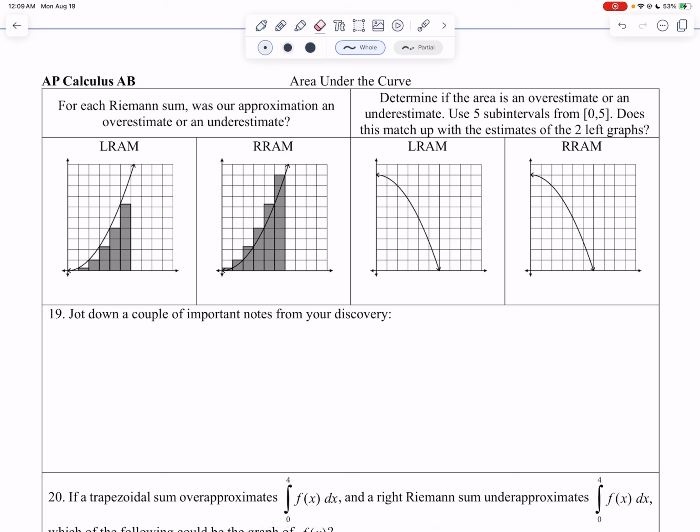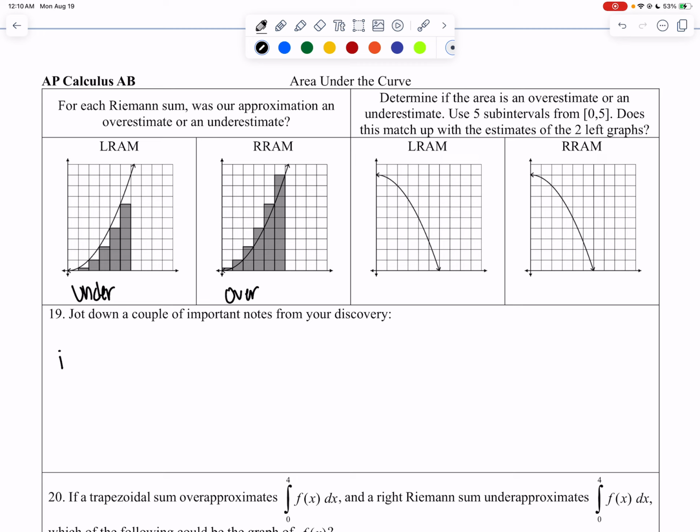Alrighty. In this video, we are going to look at more on overestimating and underestimating. So looking at number 19 here, we want to jot down a couple of notes that we will know in terms of what we have for our graphs right here. So here, notice how we had left Riemann sum and our function was increasing. A left Riemann sum is going to underestimate, and a right Riemann sum is going to overestimate.